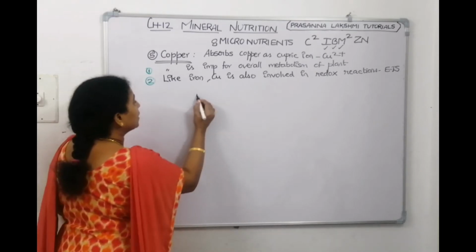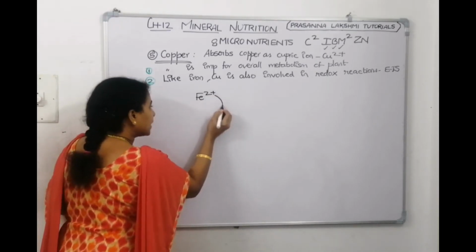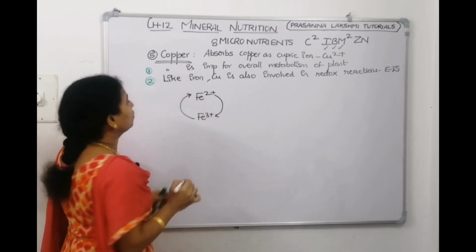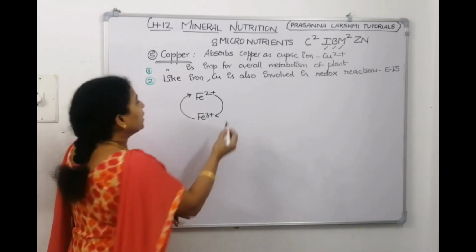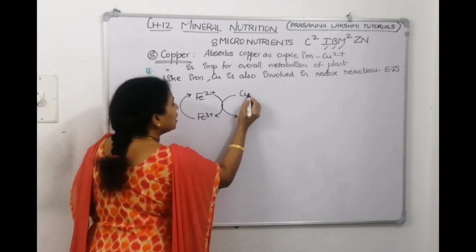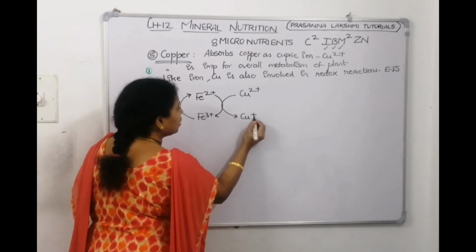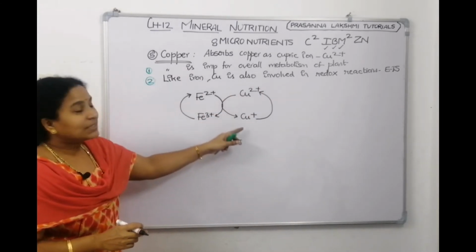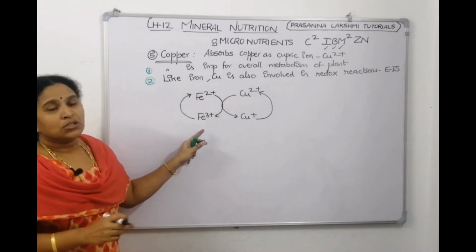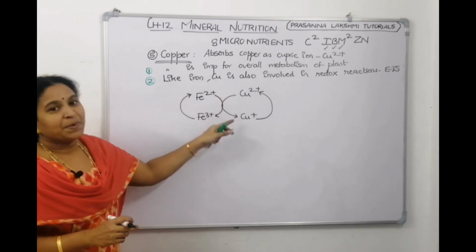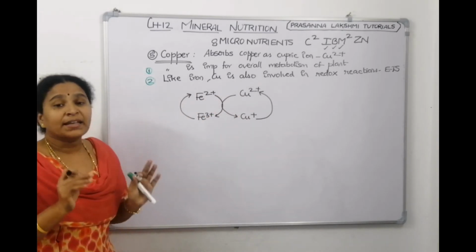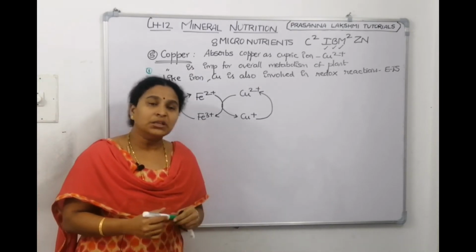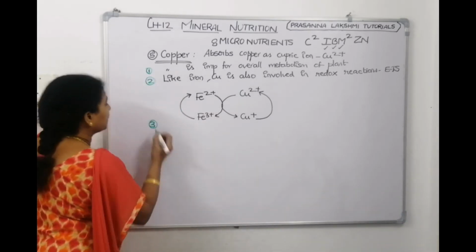How does iron get converted? Fe2+ gets converted to Fe3+, and Fe3+ reversibly gets converted to Fe2+ again. In the same manner, Cu2+ gets converted to Cu+, and Cu+ gets converted to Cu2+. So this is the oxidized and reduced state. Like iron, copper also participates in such oxidation reduction reactions. Where can we see these oxidation reduction reactions? In the electron transport chain.